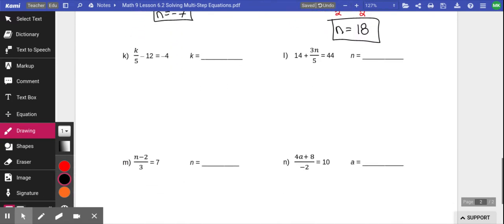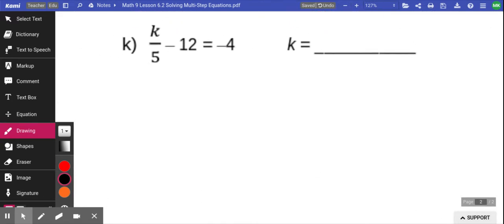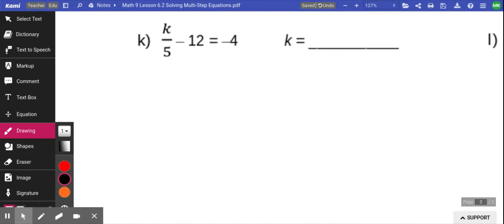Beautiful. A few with some fractions. Fractions always cause problems for people because people don't know what order to do things in. It kind of freaks them out. So what we're going to do is look at this and try to follow our method that we've been following, which is BEDMAS backwards.